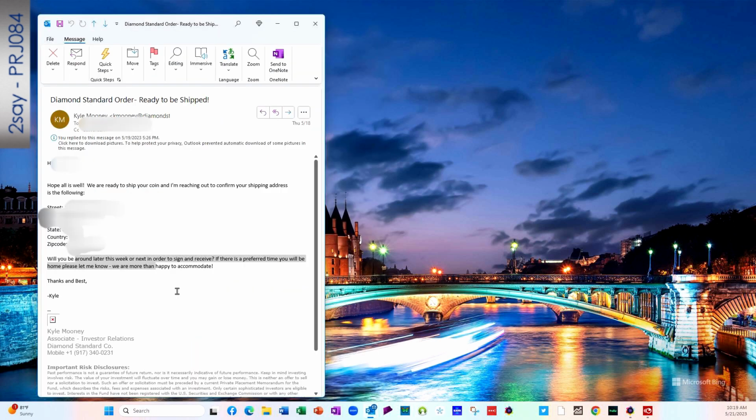Here we go with the fifth email. This one is from Kyle at Diamond Standard, asking to confirm the address where to ship the diamonds, and also confirming when we will be home to receive and sign for the diamonds. So I asked if my spouse could sign if I happen to not be home, and the answer to that was yes. This is really good. I'm really happy with this. I've received a number of emails. Communication has been really, really good.